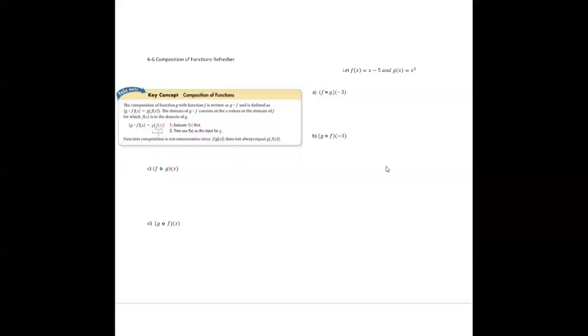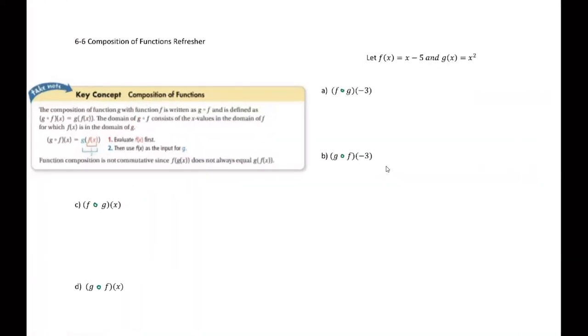I wanted to do a quick refresher on composition of functions before we get into our notes tomorrow over inverse functions. A composition of functions is basically where you're plugging a function into another function. We're going to see a little bit of a different notation today. We're going to see G, open circle, F. That means G of F. If you look, I know it's slightly blurry, but hopefully you can see this okay. So G open circle F of X would be the same thing as G of F of X.